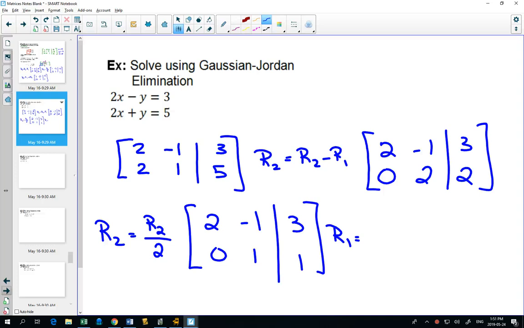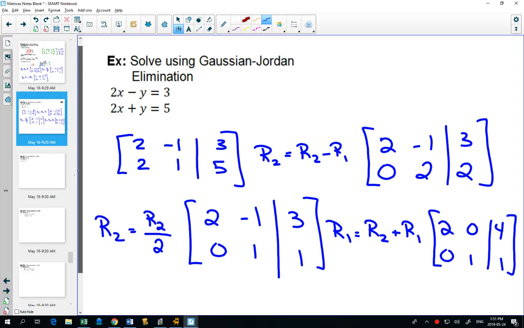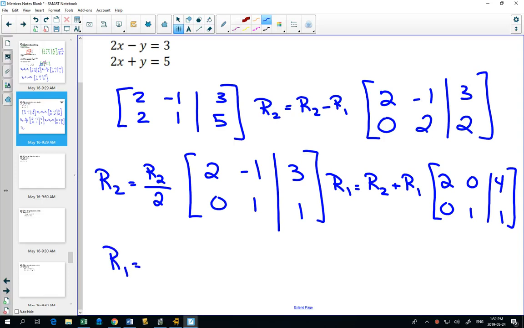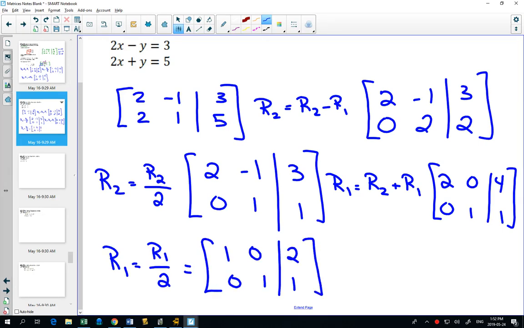Row 1 equal to row 2 plus row 1. So row 2 won't change. Adding row 2 to row 1, I get 2, 0, 1 plus 3, 4. And finally, I can take row 1 and make it row 1 divided by 2. Row 2 doesn't change. 1, 0, 2. So we know that x is equal to 2 and y is equal to 1. If we write it as a coordinate, our solution is 2, 1.